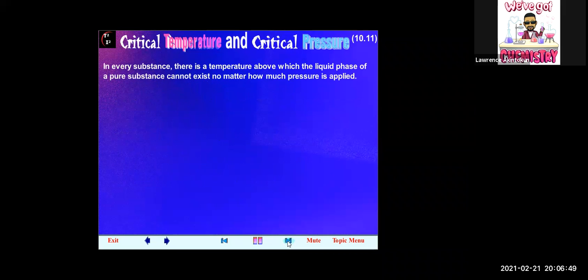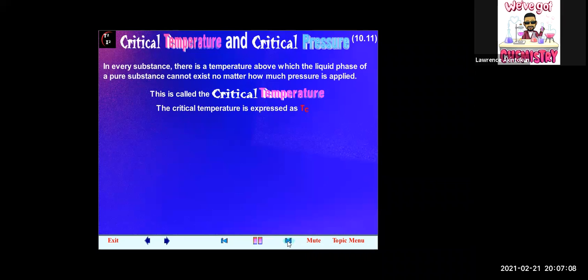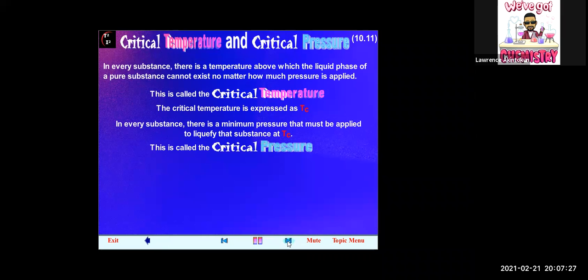In every substance, there is a temperature above which the liquid phase of a pure substance cannot exist, no matter how much pressure is applied. This is called the critical temperature. The critical temperature is expressed as capital T, subscript c. In every substance, there is a minimum pressure that must be applied to liquefy that substance at T sub c. This is called the critical pressure. The critical pressure is expressed as capital P, subscript c.